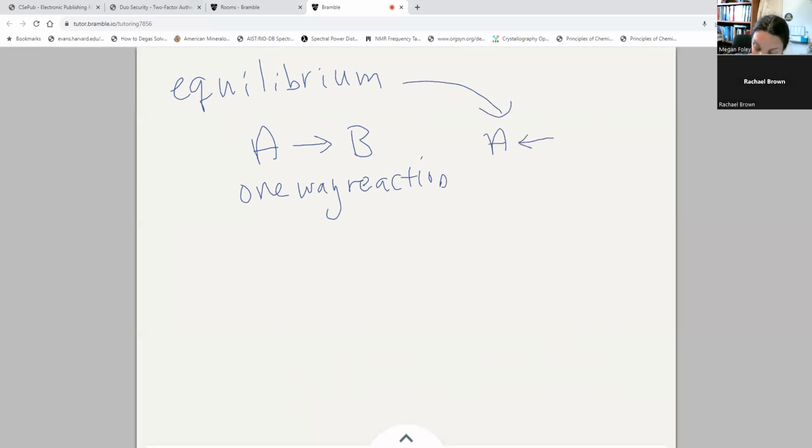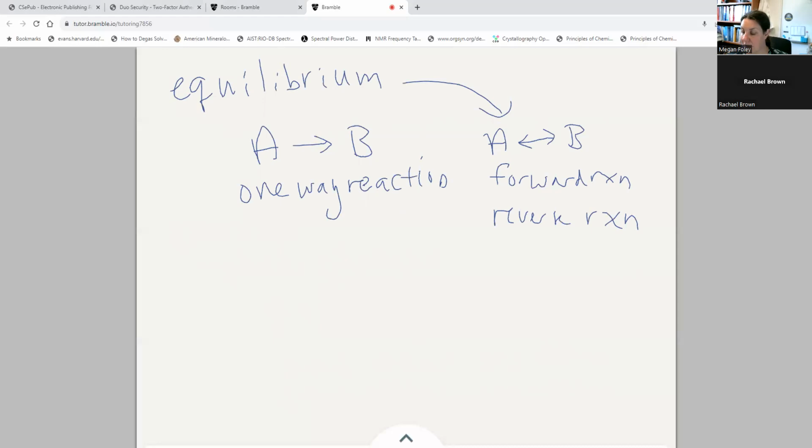we have A going to B, but then we see this two-way arrow, so that means we have B going back to A. So this reaction has a forward direction, and it has a reverse reaction. The forward reaction is A going to B, the reverse is B going back to A. In this case, we never reach a point where we go to all reactant or all product. We are somewhere in between the two. And for right now, all we're going to really look at is just the idea of an equilibrium.